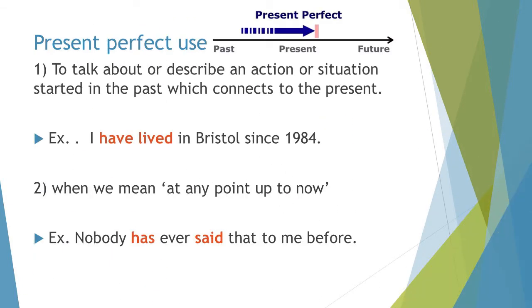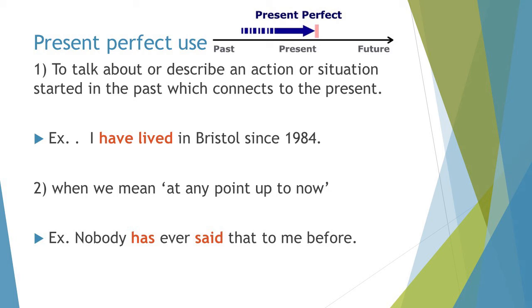Now, after reviewing the uses of both present simple and present continuous, we can review when we use present perfect. There are 5 uses of present perfect. To start with, we use it when we talk about or describe an action or situation that started in the past which connects to the present. For example, I have lived in Bristol since 1984. This action has started in the past, but it is still happening in the present.